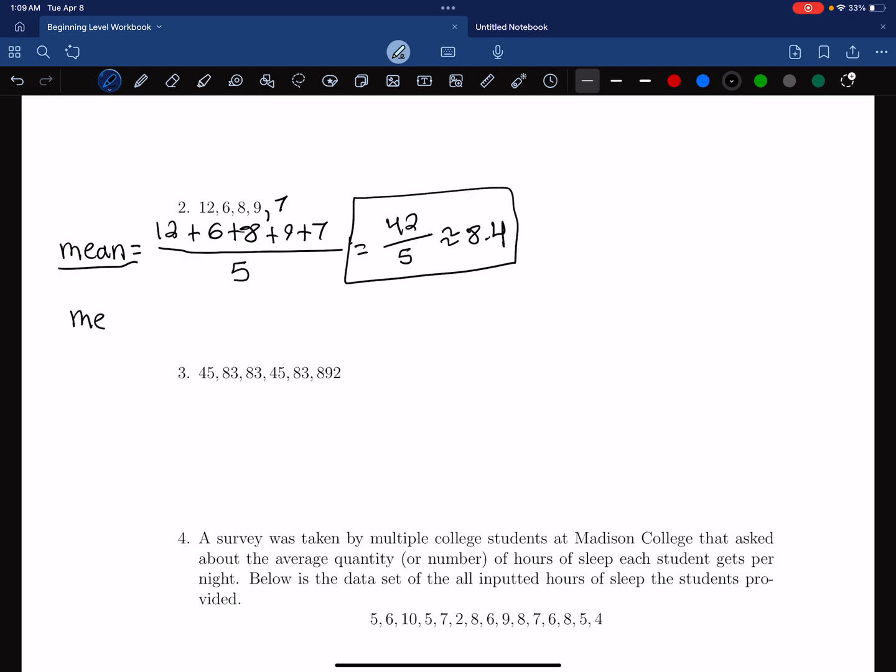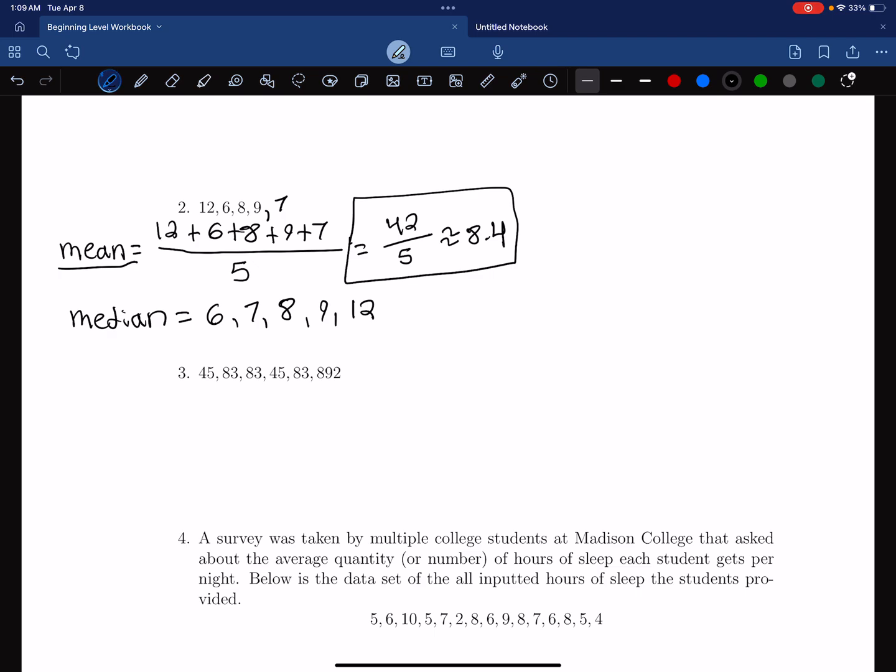Now looking at the median, remember we are going to arrange the data values from the smallest to the largest. So we have 6 as our smallest data value, and then we have 7, and then 8, and then 9, and then we have 12.